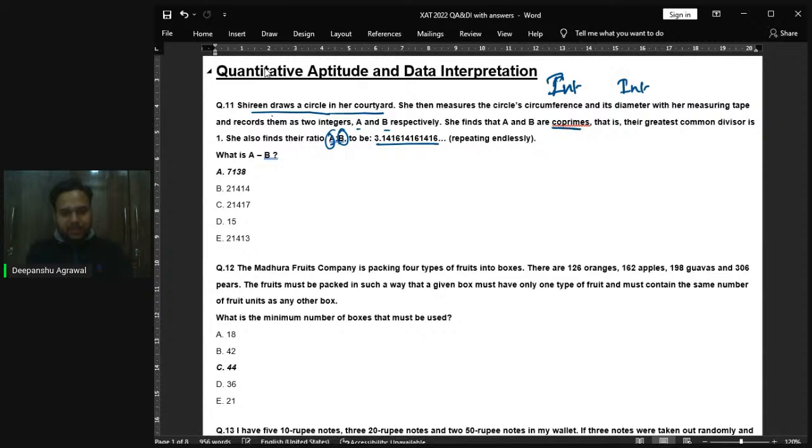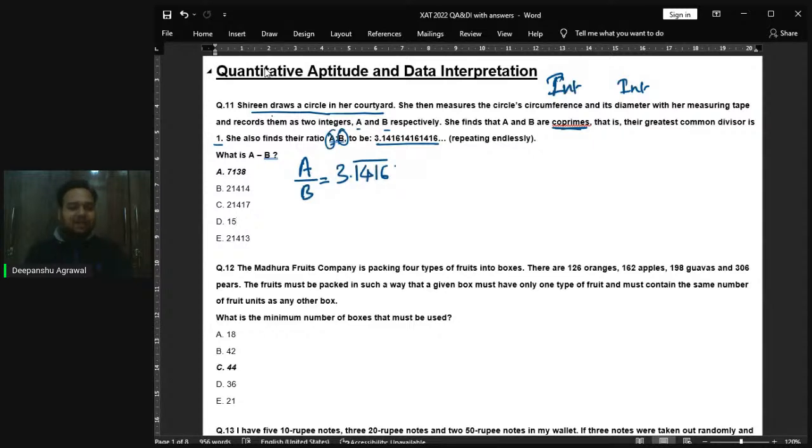Also, she finds that A and B are co-primes. That means their greatest common divisor, or the HCF, highest common factor, is 1. So what she records is that circumference, that is A, divided by B, is coming as 3.14161416, so we can write it as 3.1416 bar.